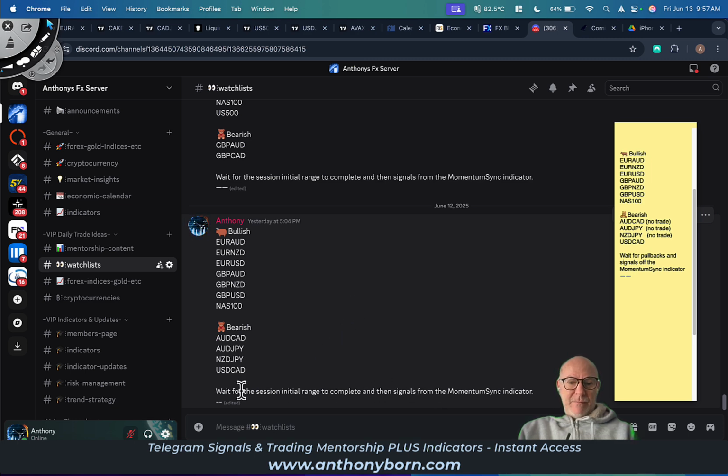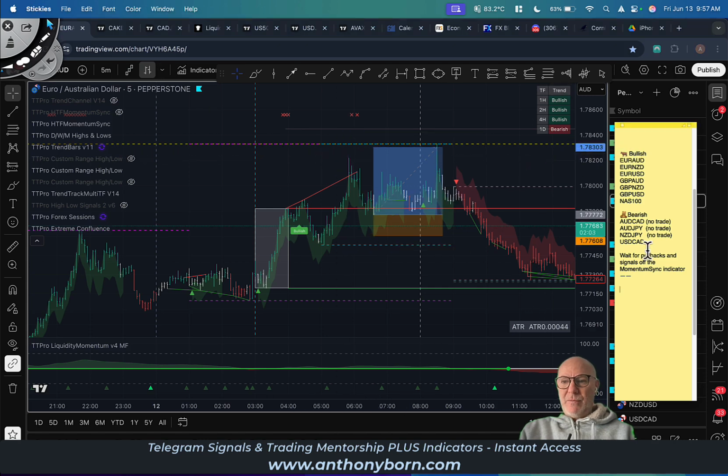So there's a pretty basic rule really. Wait for the session initial range to complete, and I'll show you that, and then take the signals from the momentum sync indicator. Now I'm going to include another indicator with this. All right, so I've copied that. Let's head over to the charts and we'll start from the top and work down.